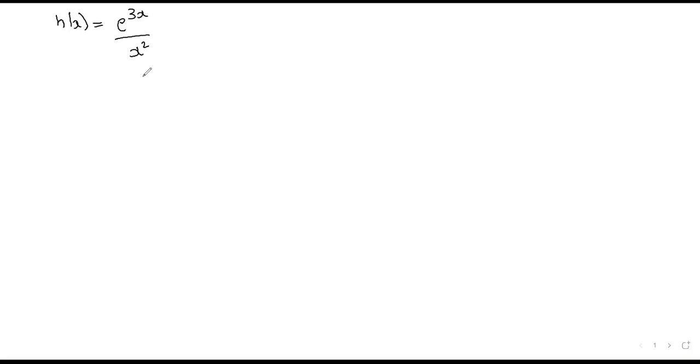Yes, I would do e to the power 3x times x to the power -2, and I would do the f of x times g of x. Excellent. Very well done. Perfect. Yes, you are 100% correct. Either you can rewrite the question as this and use the product rule, okay? Or you can simply use the quotient rule.